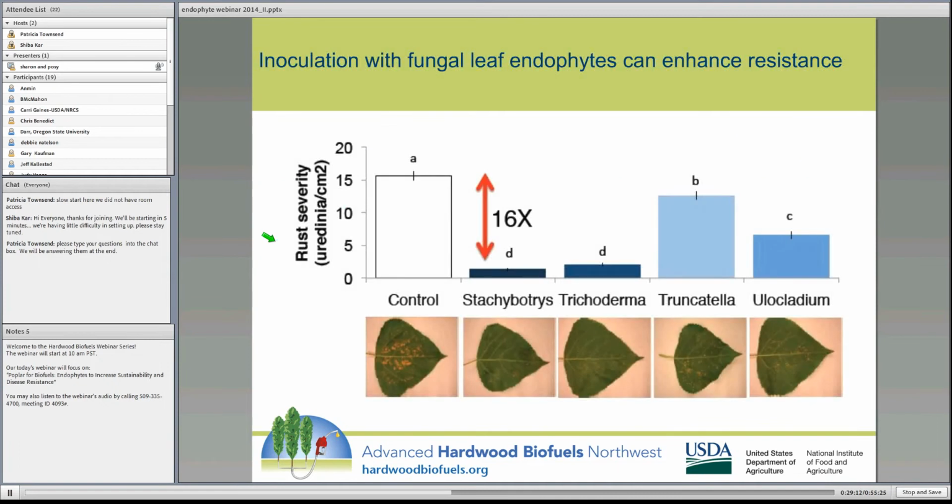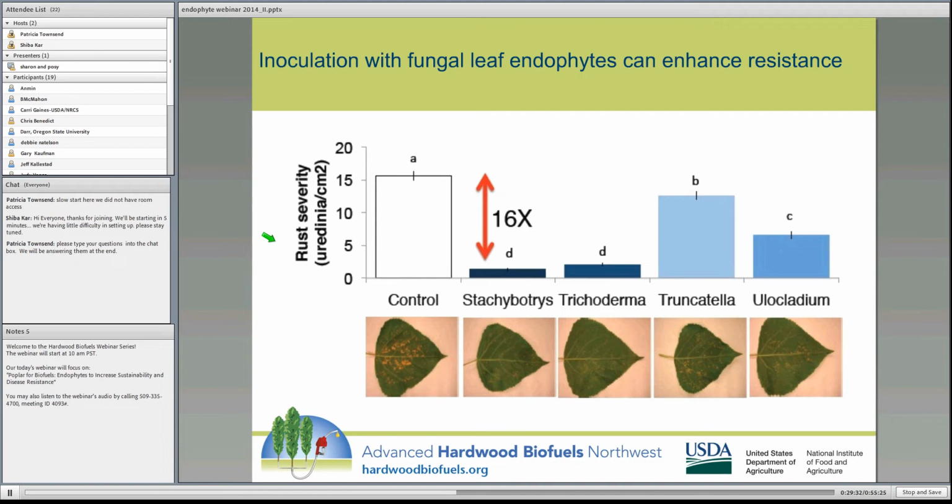And what they found was that all 4 endophytes that they tested, shown here on the x-axis, significantly reduced rust, for which the rust severity is shown on the y-axis, and some by up to 16 times. So these were very dramatic effects of fungal leaf endophytes enhancing resistance in their host plants.